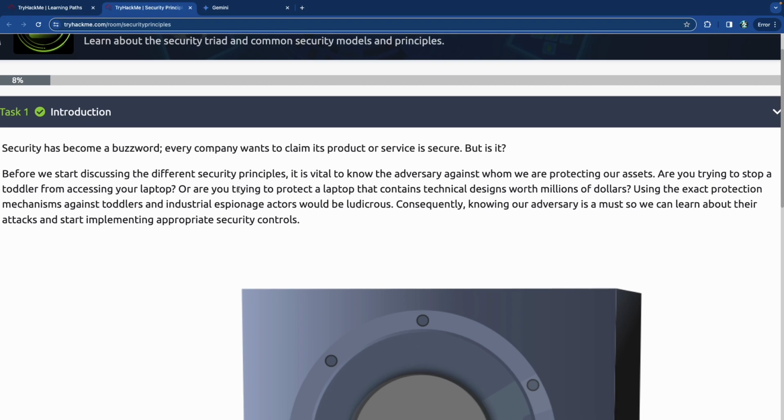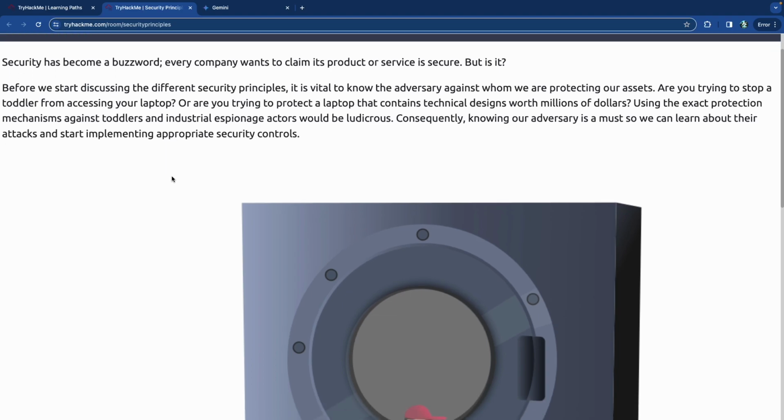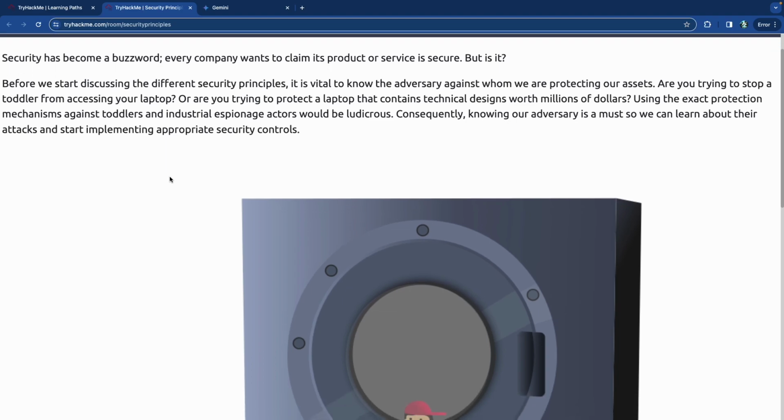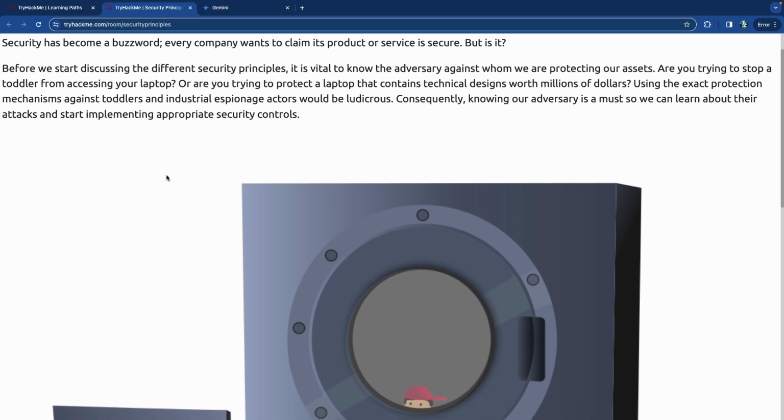All right, security has become a buzzword. Every company wants to claim its product or service is secure. But is it? So before we start discussing the different principles, it's vital to know the adversary against whom we are protecting our assets. Are you trying to stop a toddler from accessing your laptop or from making purchases on Amazon when they shouldn't?